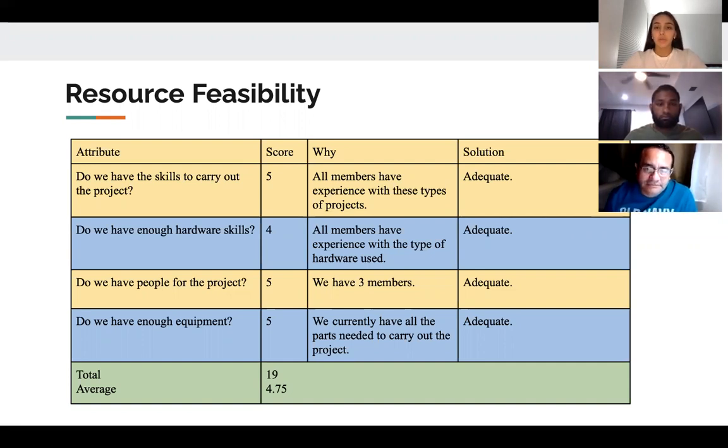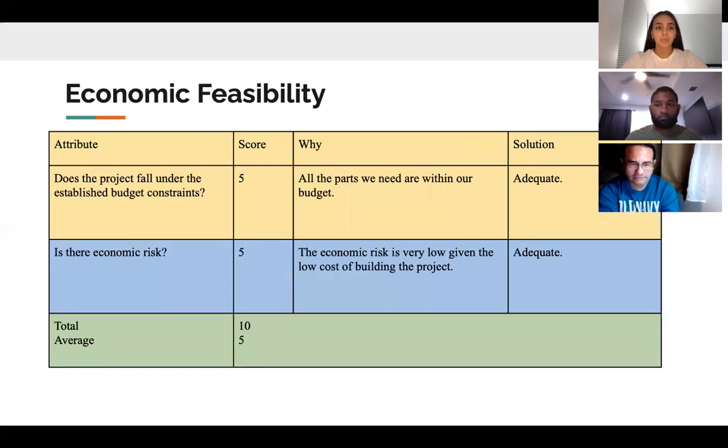Then we have, do we have enough people for the project? We do, so we gave it a 5. We are 3 members in the team and we think that's enough. And do we have enough equipment? We also gave that a 5 because yes, we do have enough equipment. We have been able to get all of the equipment that we need and we have been able to successfully put it together. So we have a total score of 19 and then the average is 4.75.